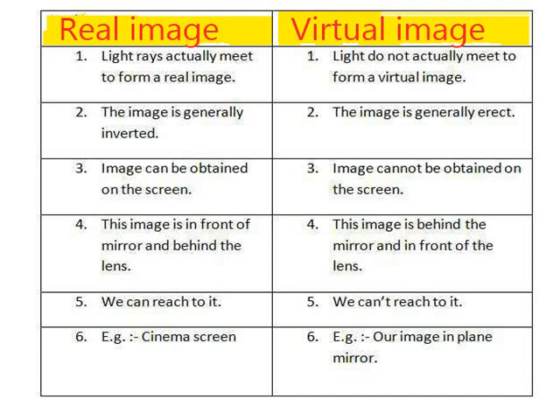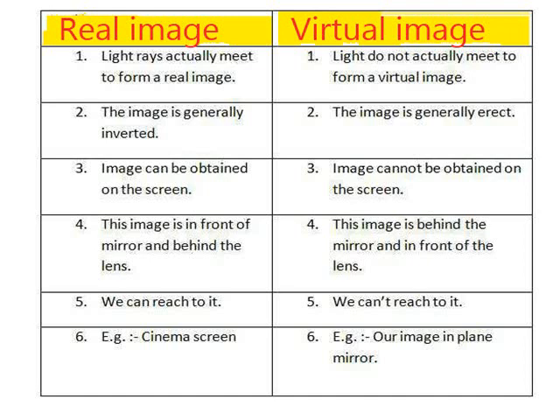The image is obtained only on the plane mirror, and behind the mirror, if you keep a screen, you will not get the image. Okay, so the image is generally inverted in a real image. You cannot ask, but I am not seeing the inverted images in the cinema theater. They are rectified by another lens, and the image you see in the cinema theater is erect. Actually, the real images are inverted. The image is generally erect in the case of a virtual image.